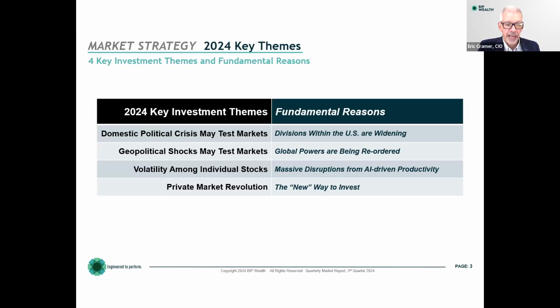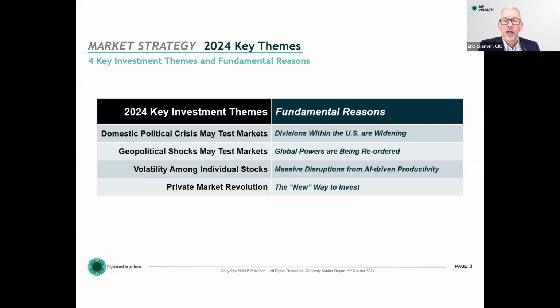And then the last part of our key theme list is this idea of a private market revolution. And I don't use the term revolution lightly. A year ago, we talked about how it could be a great time to invest in private markets, and that actually continues to be the case.